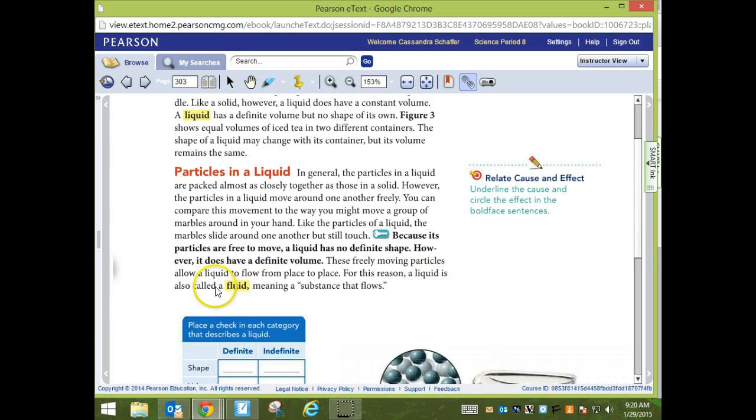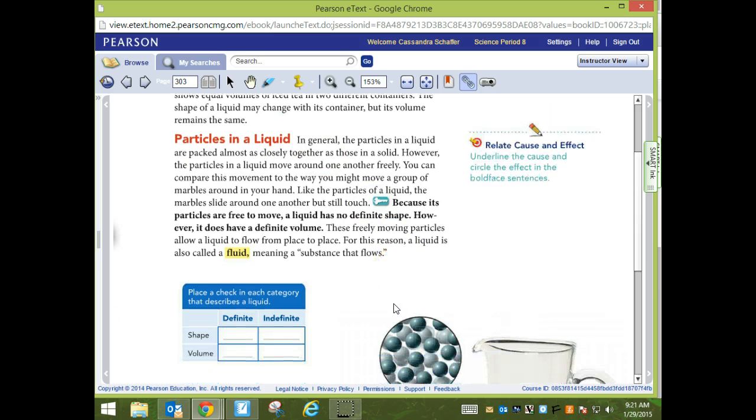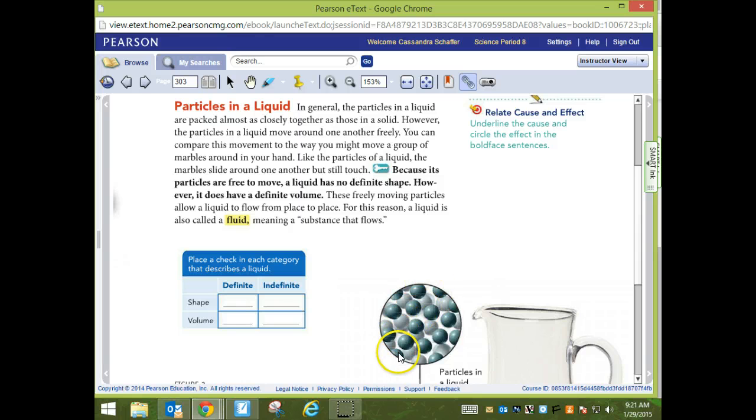Now, I'm not going to get hung up on this vocabulary term, fluid. If you want to remember that it's a substance that flows, that's important, but it's not something that I'm going to be quizzing you over. What I really want to focus on is the particles in the liquid. How are they moving? You can see they're able to slide past each other and move, whereas in the solid, they were kind of stuck in their place. But they still touch. So they're close together, but they can move some.